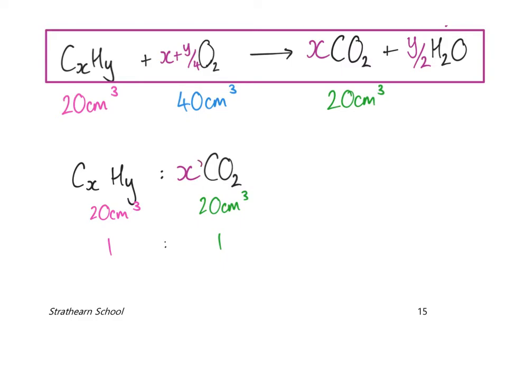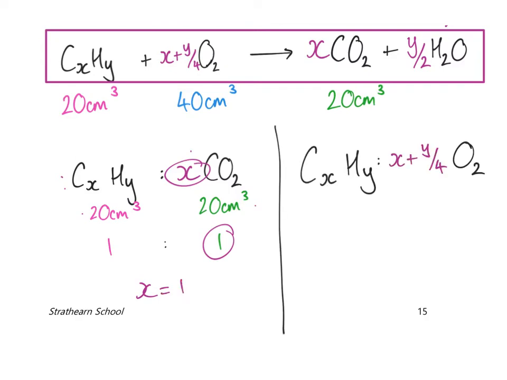And why is that? Well, we can see that our volumes are in ratio of 1 to 1 to each other. That means the balancing numbers are in ratio of 1 to 1 to each other. So if there's essentially a 1 in front of our hydrocarbon, that means there's going to be a 1 in front of our carbon dioxide. So x is equal to 1.